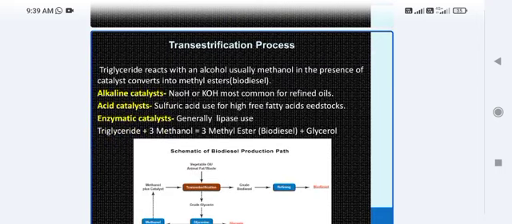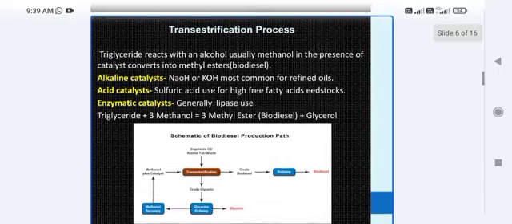What is the transesterification process? In this process, triglyceride reacts with alcohol in the presence of a catalyst and forms methyl ester, and this methyl ester is known as biodiesel. Also obtained is a very important byproduct known as glycerol, which is used in several applications like pharmaceuticals, cosmetics, food processing, and so on.